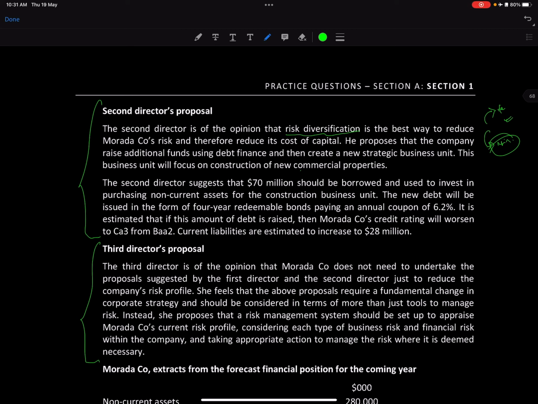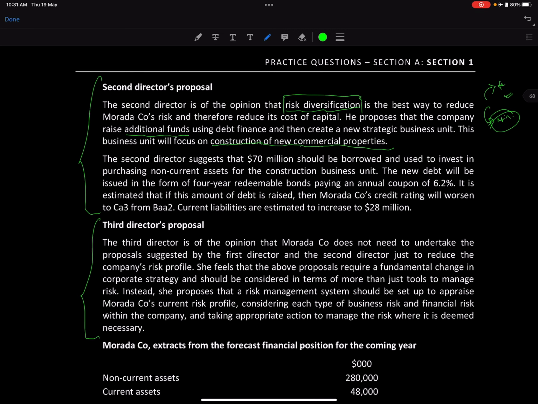And then what does he propose? To reduce his risks, he's proposing a risk diversification strategy, right? He proposes that the company raise additional funds using debt finance, and then create a new strategic business unit. This business unit will focus on construction of new commercial properties. So that's how they are going to do risk diversification. Basically, have a new business unit which is different from the existing one. Otherwise, if you are in the same industry, the risks will be the same for the whole industry as well, right? The industry systematic risks will basically be the same.